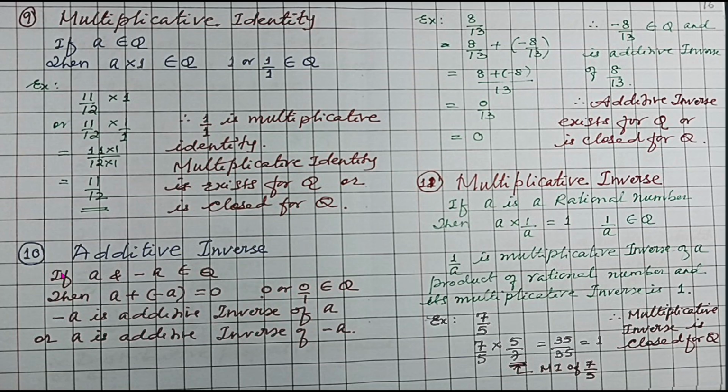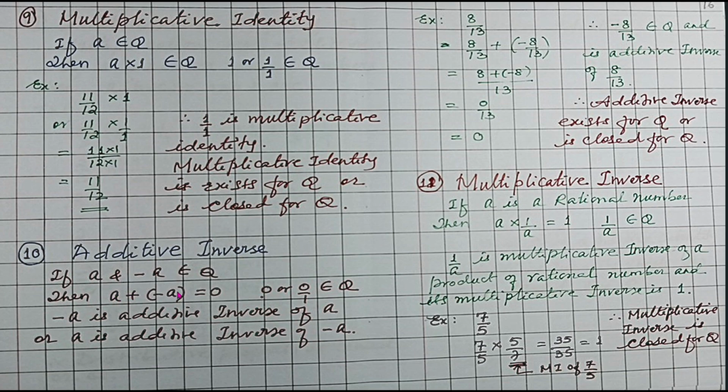The next important property is additive inverse. We already know what is additive inverse. When a is a number and minus a is its additive inverse, when we add them, that is when a is added to minus a, we get 0. Minus a is the additive inverse of a, and a is the additive inverse of minus a.